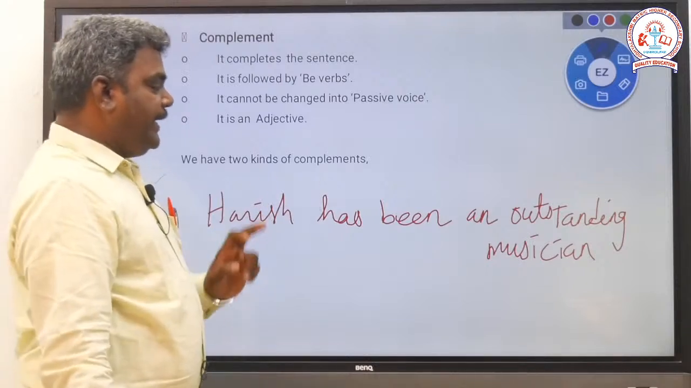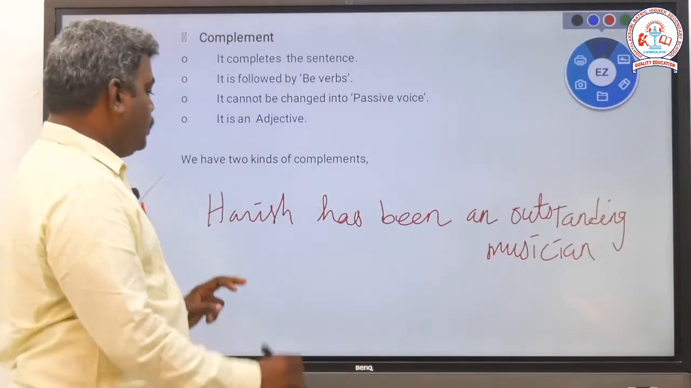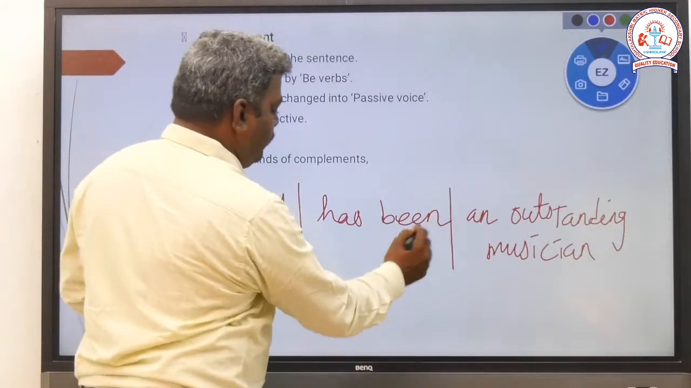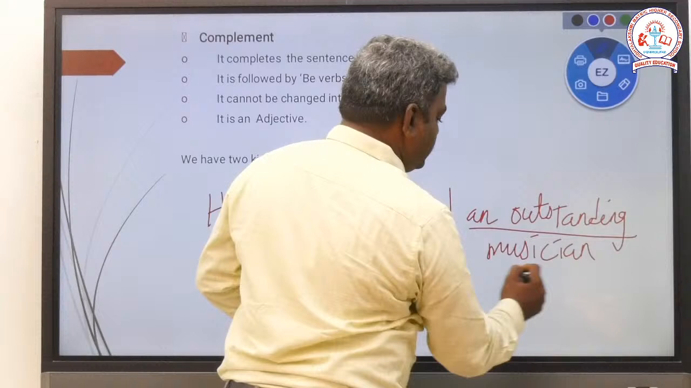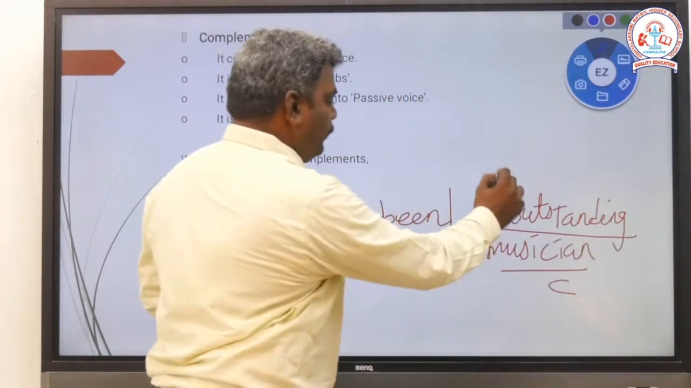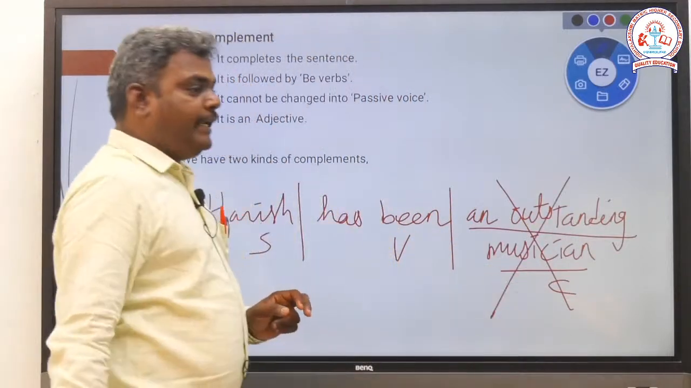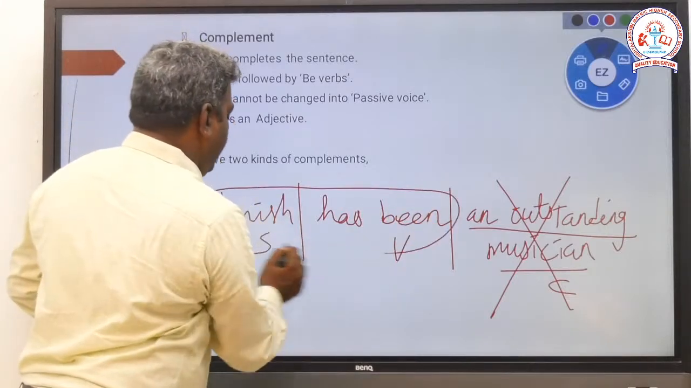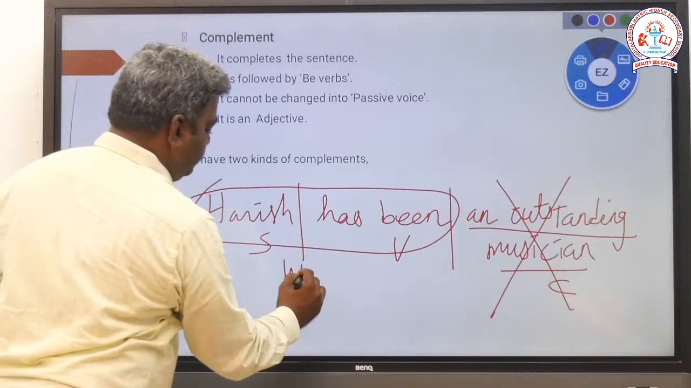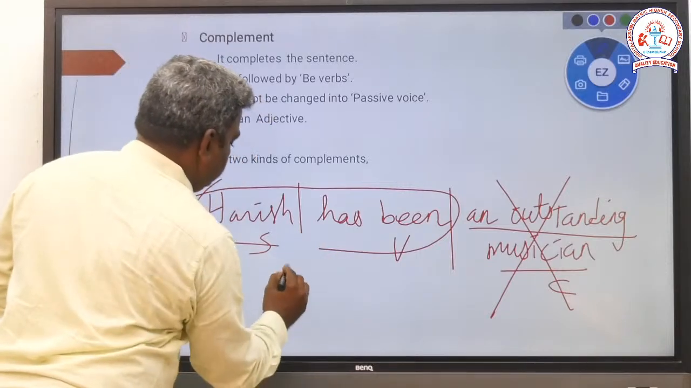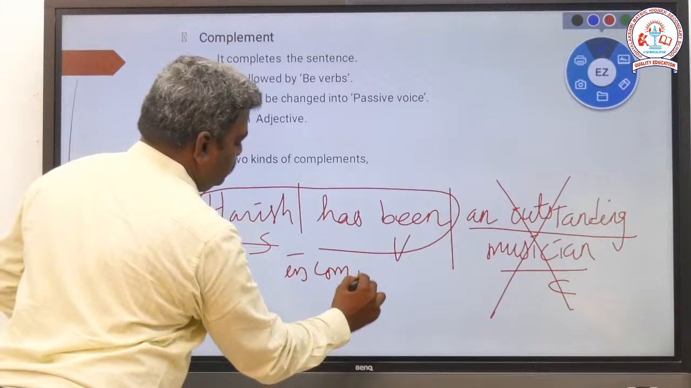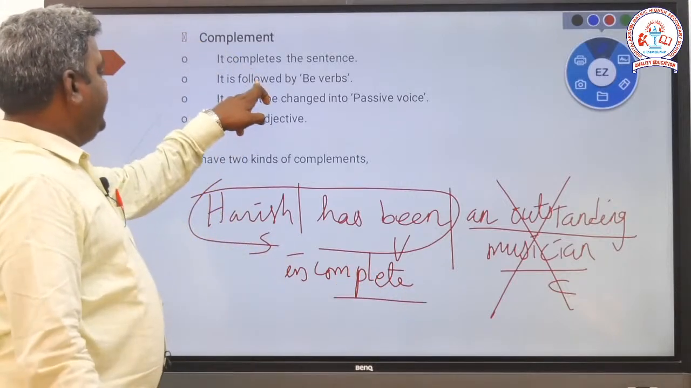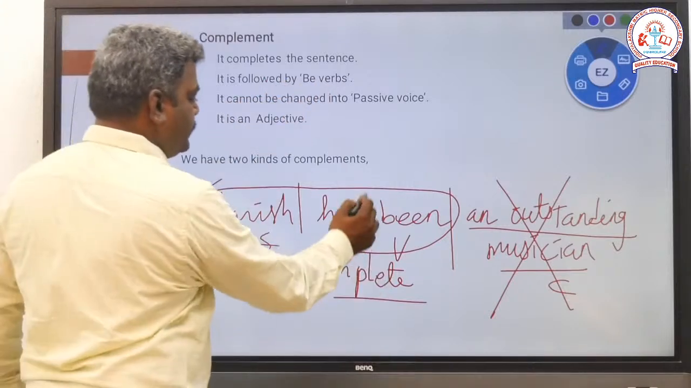Harish has been an outstanding musician. So Harish, everyone knows it, is the subject. Has been is the verb. This is the complement. If you remove an outstanding musician, automatically the sentence will be an incomplete one.